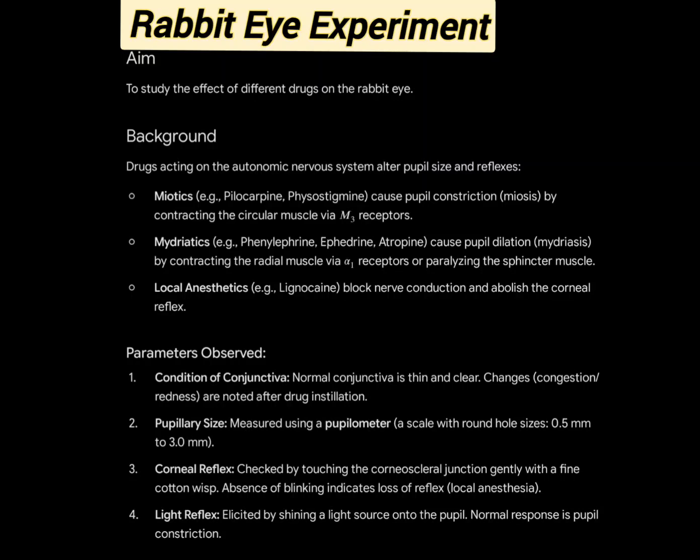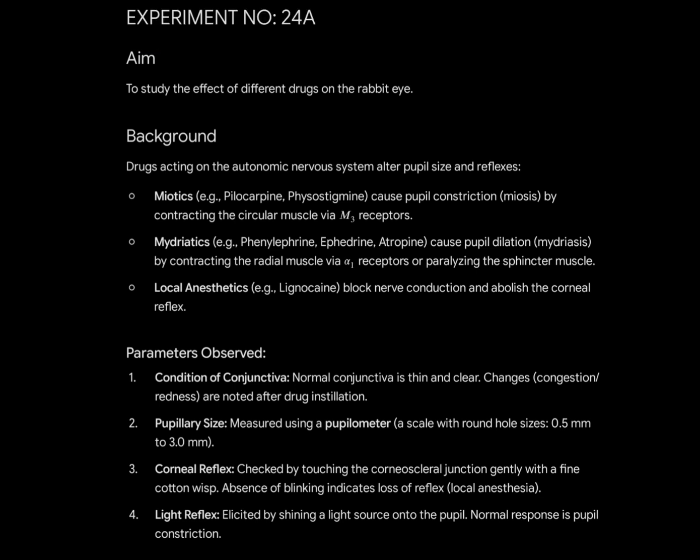The rabbit eye experiment aims to study the effect of different drugs on the rabbit eye. Background: drugs acting on the autonomic nervous system alter the pupil size and reflex. Three effects can be seen, by miotics, mydriatics, and local anesthetics.